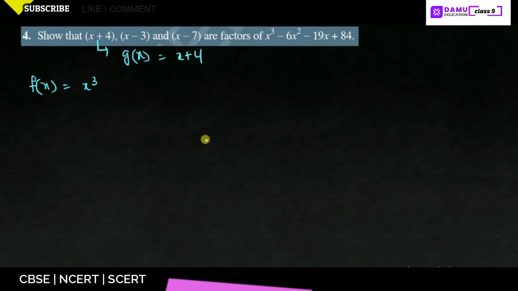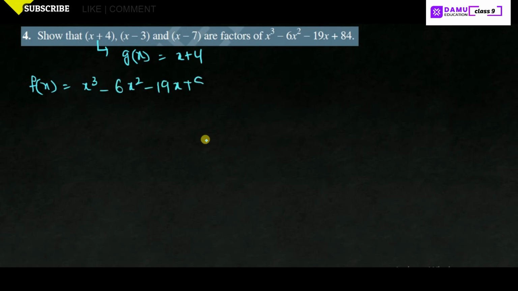So our next question, the fourth one, is to show that x plus 4, x minus 3 and x minus 7 are factors of x cube minus 6x square minus 19x plus 84. Let's take our first one, x plus 4. Let g of x be equal to x plus 4. Then what is f of x? f of x will be equal to x cube minus 6x square minus 19x plus 84.